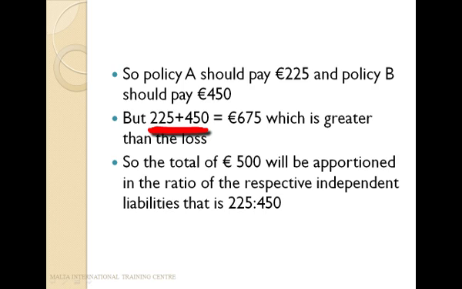But if both had to pay out 225 and 450, together they would have paid out 675, which is greater than the loss incurred. This is, of course, not right. Therefore, contribution will step in and the total amount of the loss, which is €500, will be apportioned in the ratio of the independent liabilities, which means the ratio by which the €500 loss will be apportioned will be what A alone would have paid out, 225, and what B would have paid out, 450. Therefore, €500 will be apportioned in the ratio of 225:450.